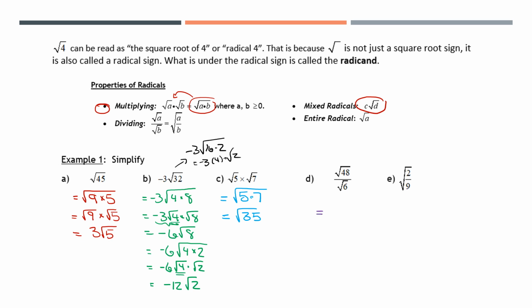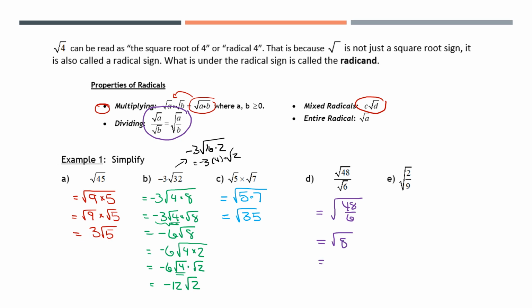D. D is division. So look at the dividing properties here. I can either write them as two separate radicals or I could put them together as one. So I could write it like this, 48 over 6. So 48 over 6, of course, that's under the radical, what's 48 divided by 6? That's 8.